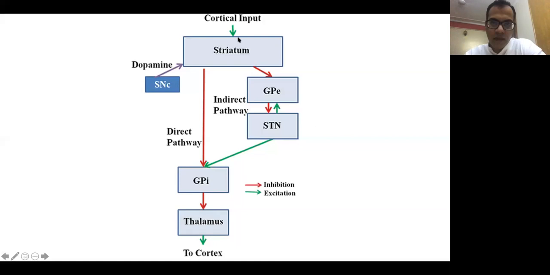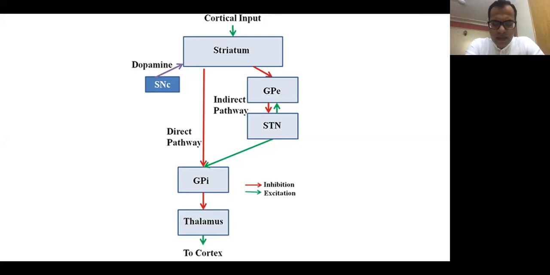So somebody who is walking, the initial commands start from the cortex, they go to the striatum, and then finally come back to the cortex. So when you start a movement, for example, walking, the initial part is just taken care of by the cortex and the corticospinal tracts and the movement of the muscles.